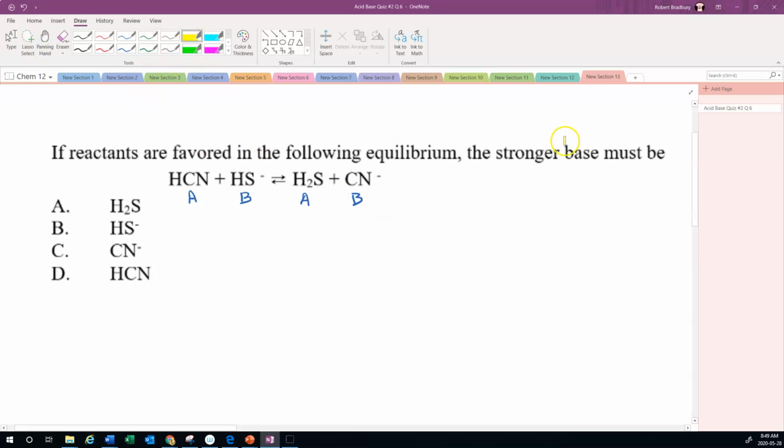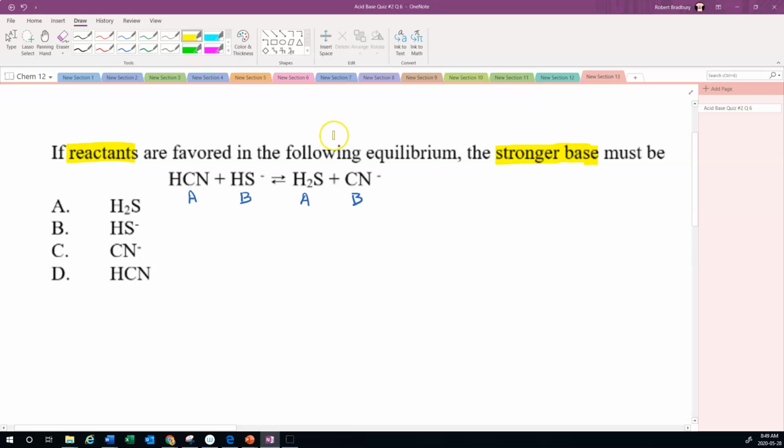Now we are looking for the strongest base and what effect that's going to have on this equilibrium, because if the reactants are favored, it's telling us... well, which way do bases go? Well, maybe you don't remember, but we can actually look at our table. We could approach it a couple of different ways.